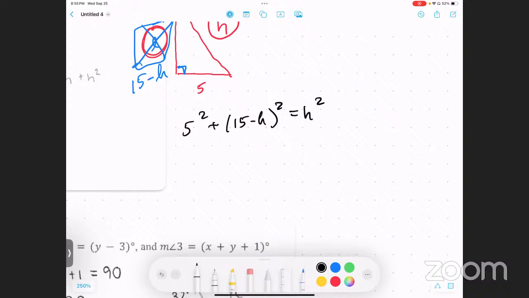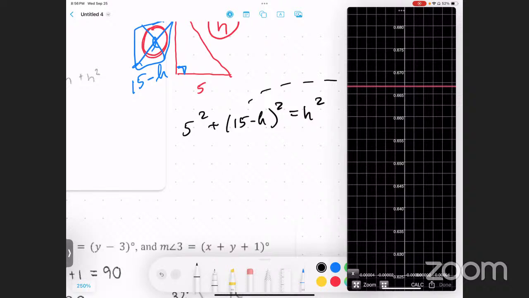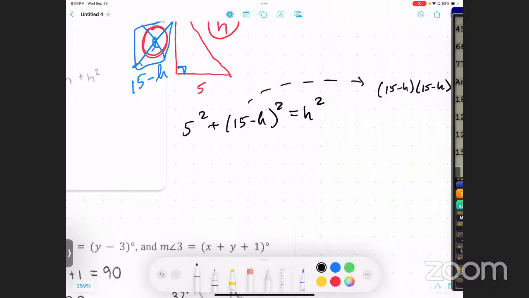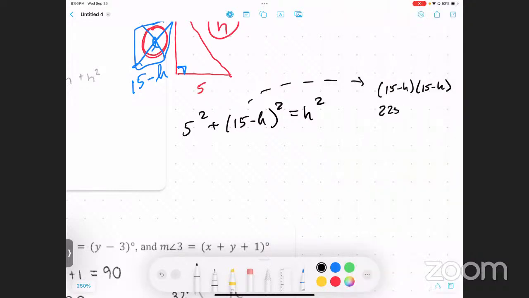You gotta square the parentheses. Okay. And how do I do that? Tell me what 15 minus h squared would equal. 15 minus h times 15 minus h. Very good. You can't just square each one of them, right? You got to multiply it by itself. And what does that equal? 15 times 15 is 225.